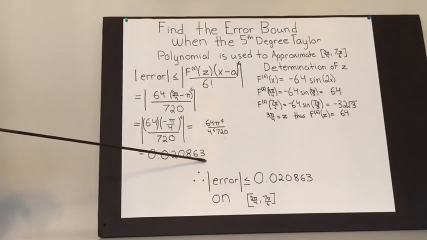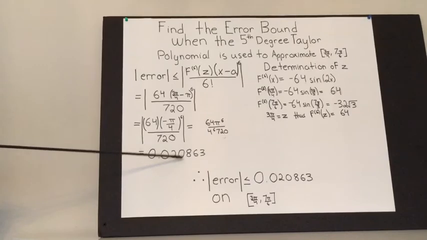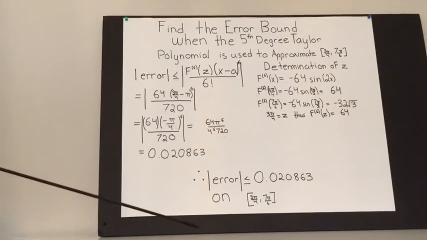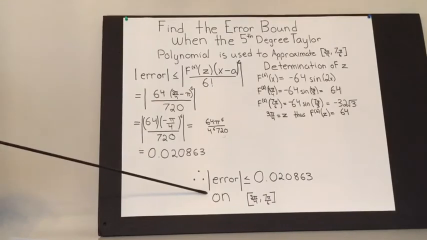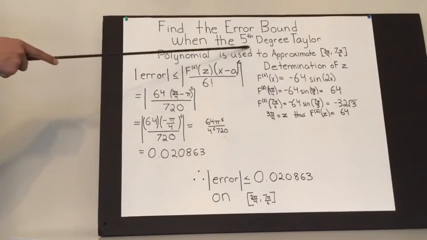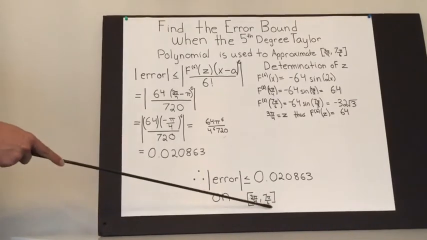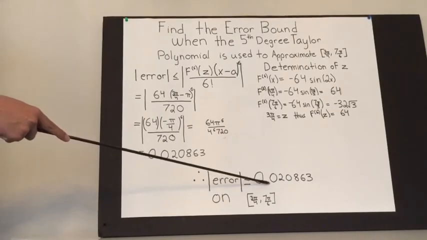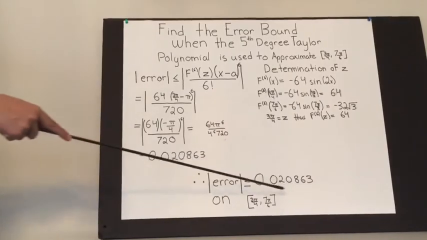0.020863. Now, most often in Calc, we can just tell that you do 3 decimal points, but since we're trying to be as precise as possible, we will use more decimal points. I usually suggest around 6 or however many your calculator will give. Therefore, the absolute value error for using the 5th degree polynomial to approximate a number on the interval from 3 pi over 4 to 7 pi over 6 is, at the worst case scenario, 0.020863 off of the actual value.